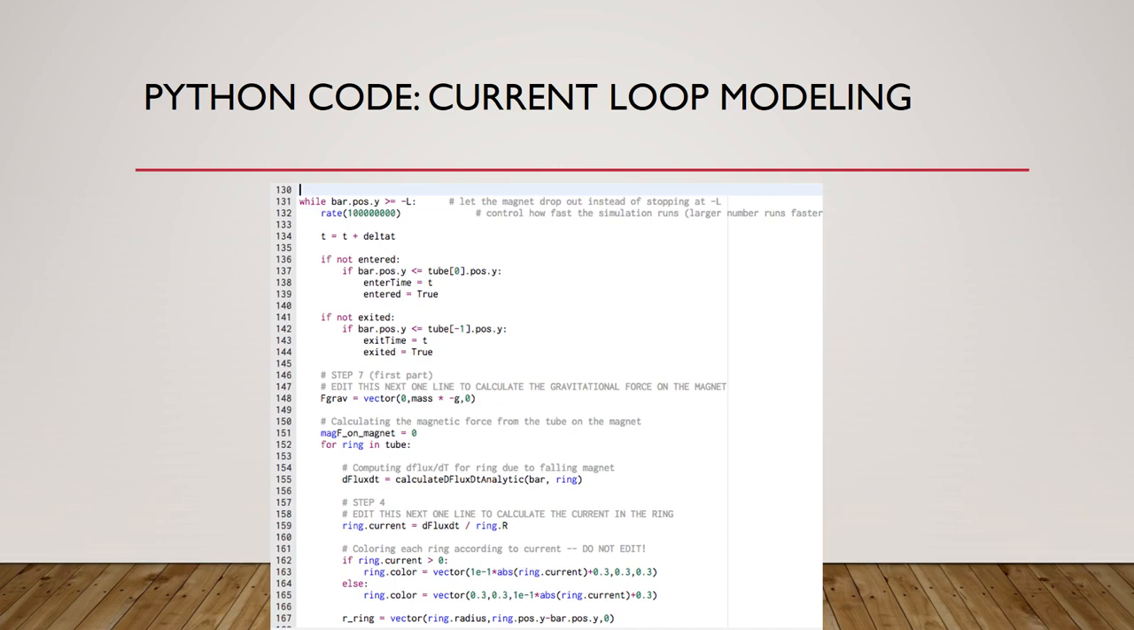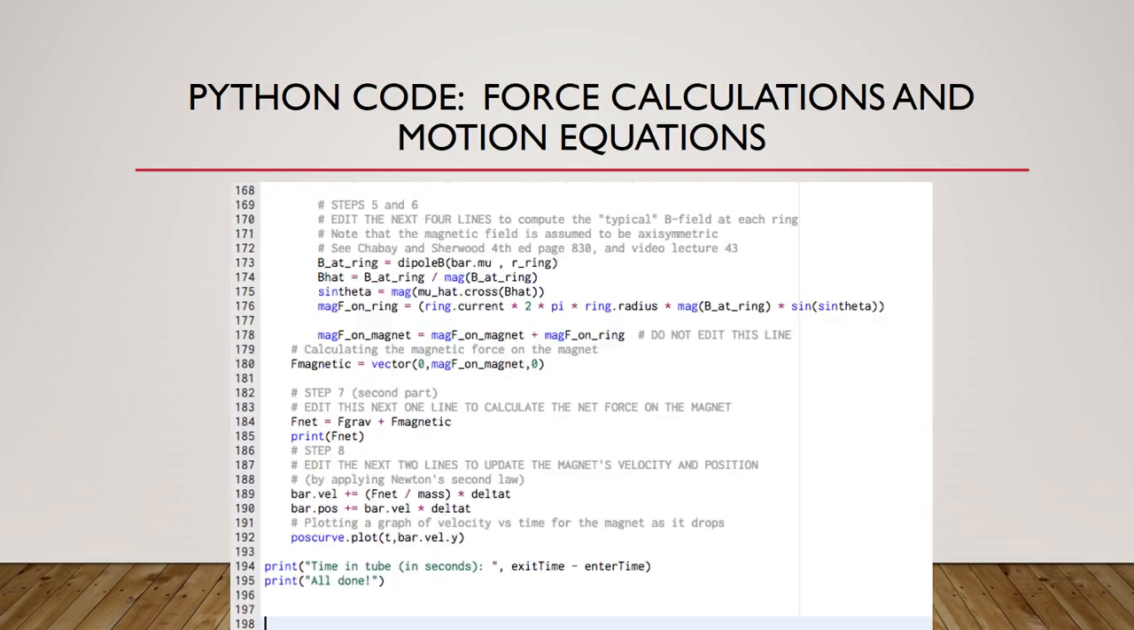To calculate the current running through each ring, we use the dΦ/dt divided by R method, which is basically just EMF over R, which is the regular equation for current. And this is where our second function shown on the previous slide comes in handy. Now, as I mentioned on the slide before, this loop also takes into consideration the B field acting on each ring due to the falling magnet. And this starts at line 173 at the very end of this loop, where you can see we use our first equation to calculate the magnetic field caused by the bar magnet at each of these rings, and subsequently calculate the magnetic force on each of these rings due to the bar magnet.